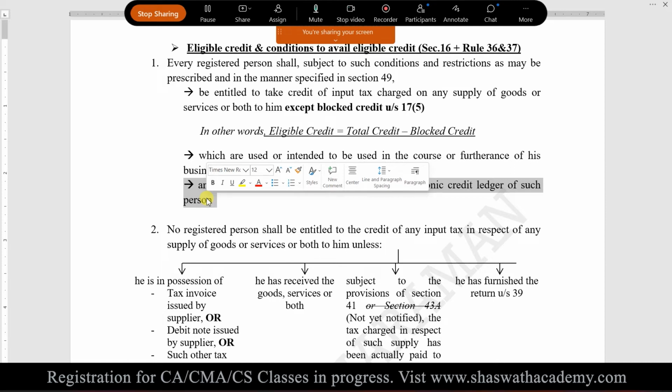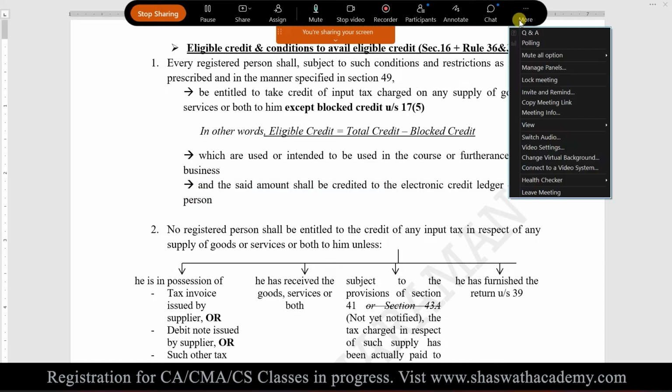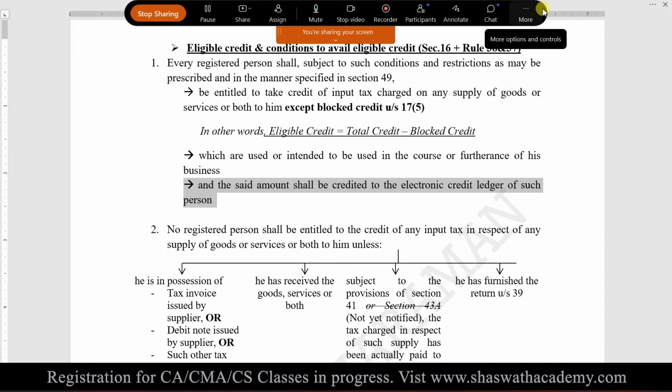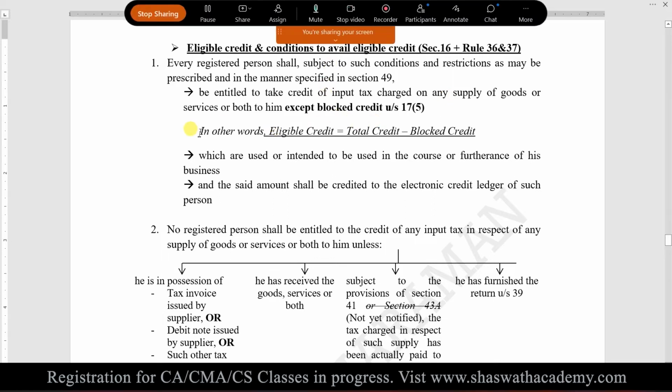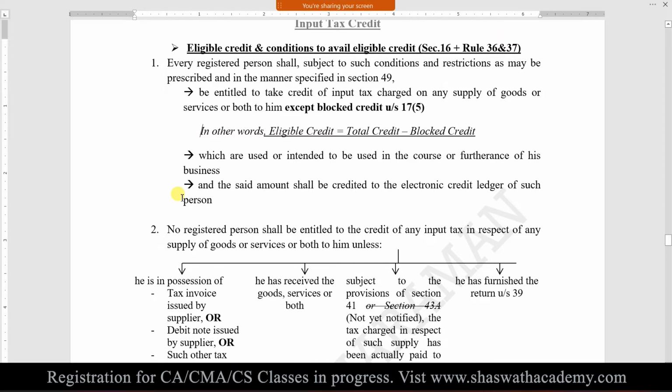Have we covered it, my dear? Yes, sir. We have already covered it. That is what the beauty of this learning is all about. We are going for the next one.